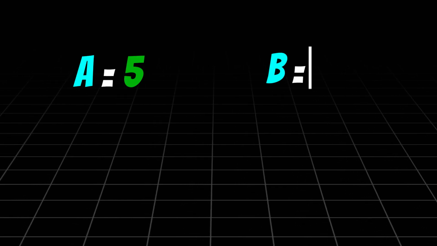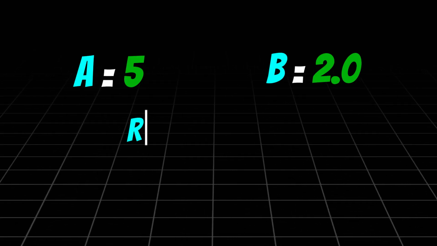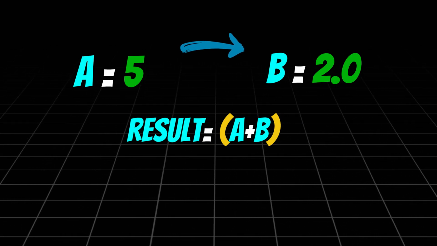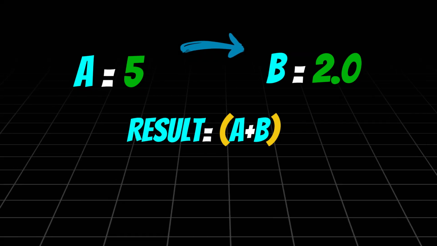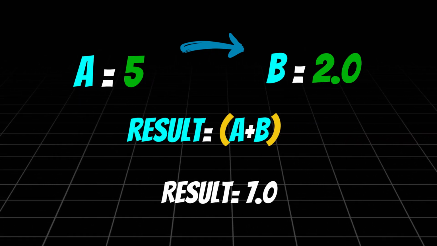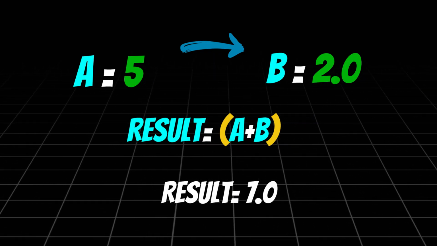For example, if you write a = 5 and b = 2.0 and then do result = a + b, Python will automatically convert this integer into a float before performing the addition, so result will be 7.0, not 7. This is Python protecting precision. It sees a float and upgrades the integer to match it.